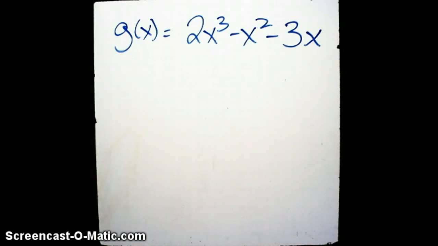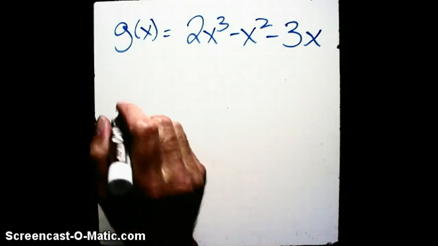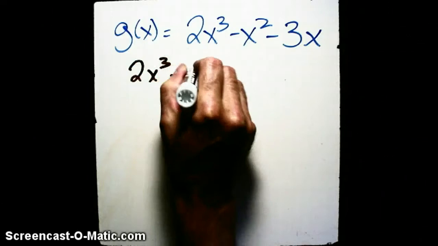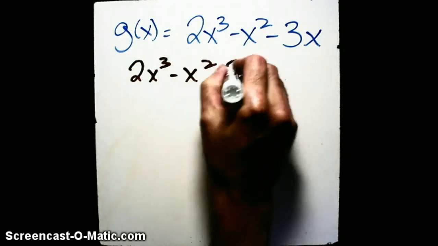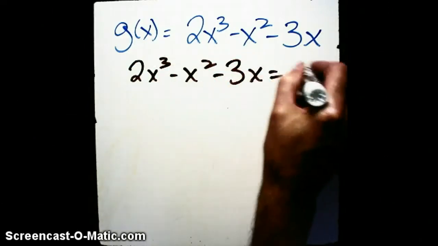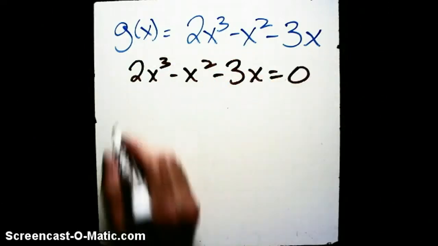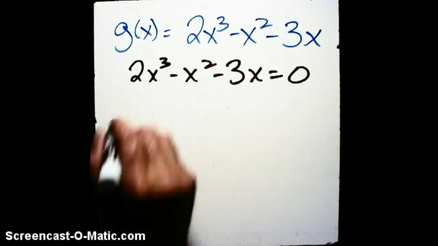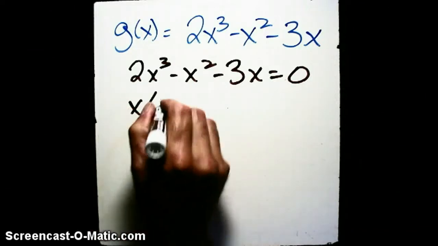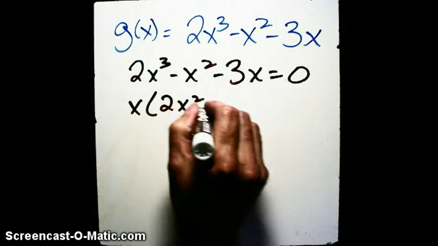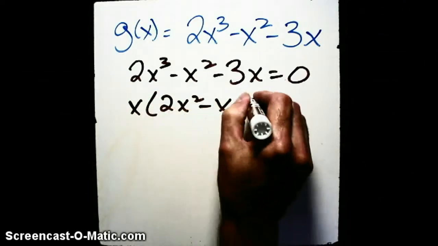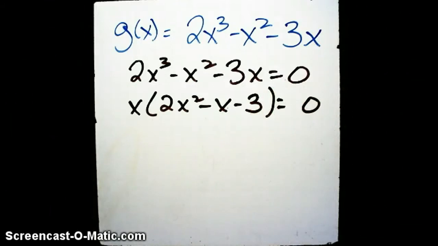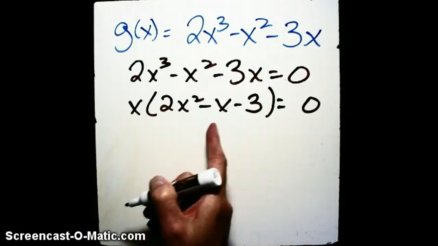All right, let's try this function. Now remember, we want to set the function equal to 0. Okay? You know, it helps while you're writing to think about what you're doing. Now, let's factor an x out. If I factor an x out, I have 2x squared minus x minus 3 is equal to 0. Okay. Gee, I wonder if that factors.